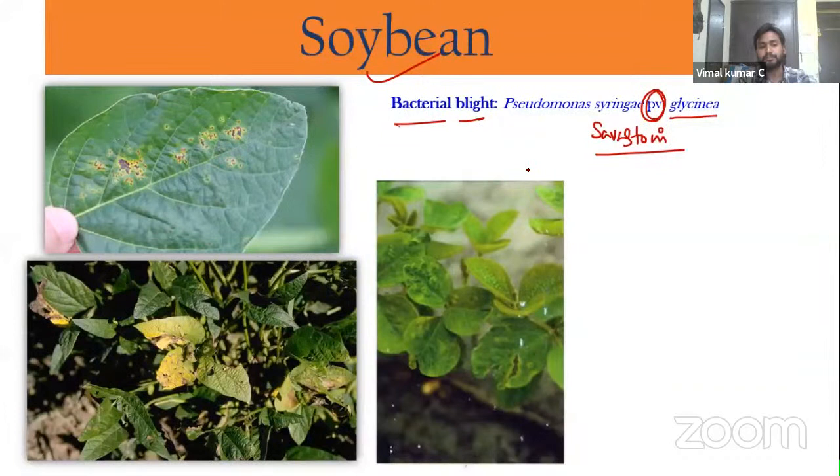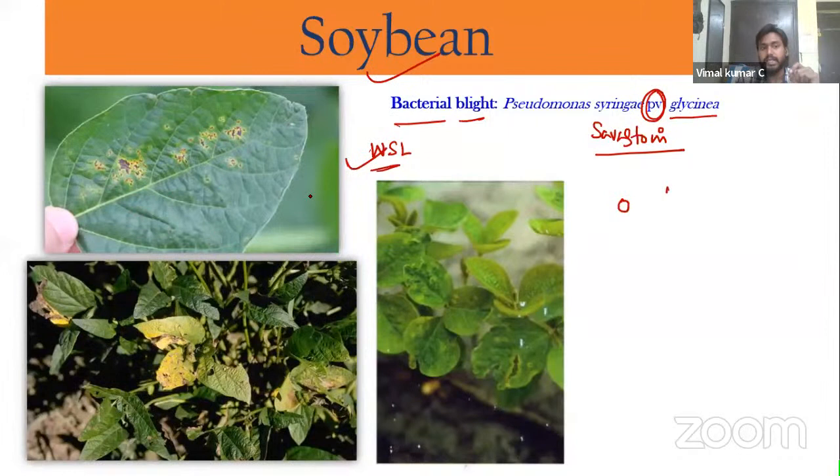If we come to symptoms, how will you identify it when you just enter the field? The first thing you will see is a water-soaked lesion. Water-soaked lesions are seen when you take out the leaf and look at it under the sun: you will see an opaque, translucent area, meaning partially you can see the other side through the leaf. That is called a water-soaked lesion or translucent lesion. Like that the lesions will be formed.